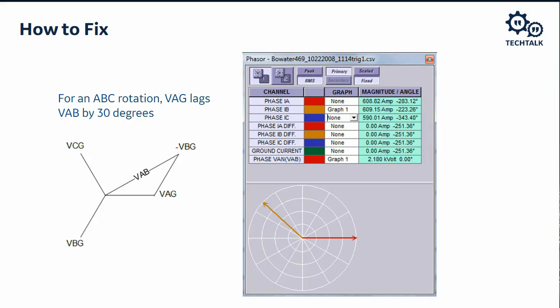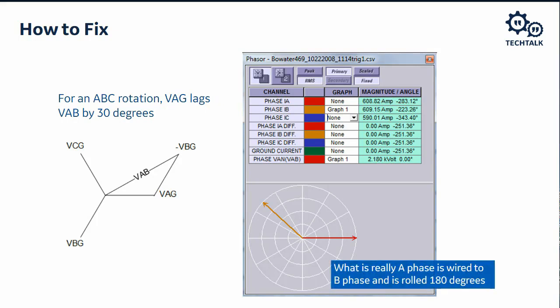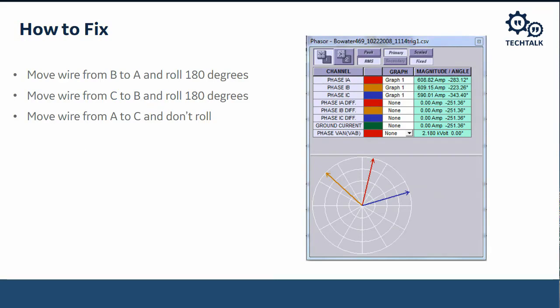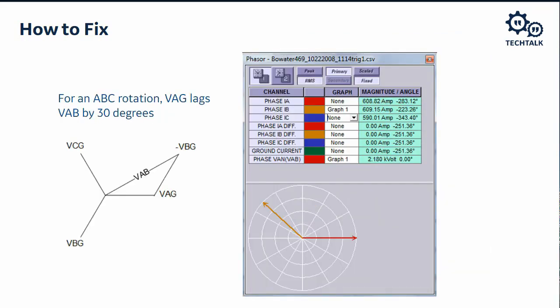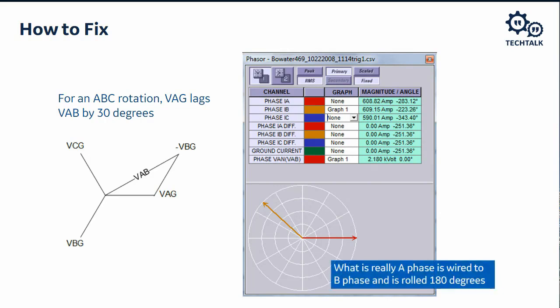So how do we fix this, right? And this is a monstrosity here. In reality, if I look at this, what is really A phase is wired to B phase and it's rolled by 180 degrees. Now I know that because if I take the B phase vector, which is that yellowish vector, and I roll it by 180 degrees, it's going to be sitting down there about where the power factor should be from that A to ground voltage, which would be sitting at minus 30 degrees.